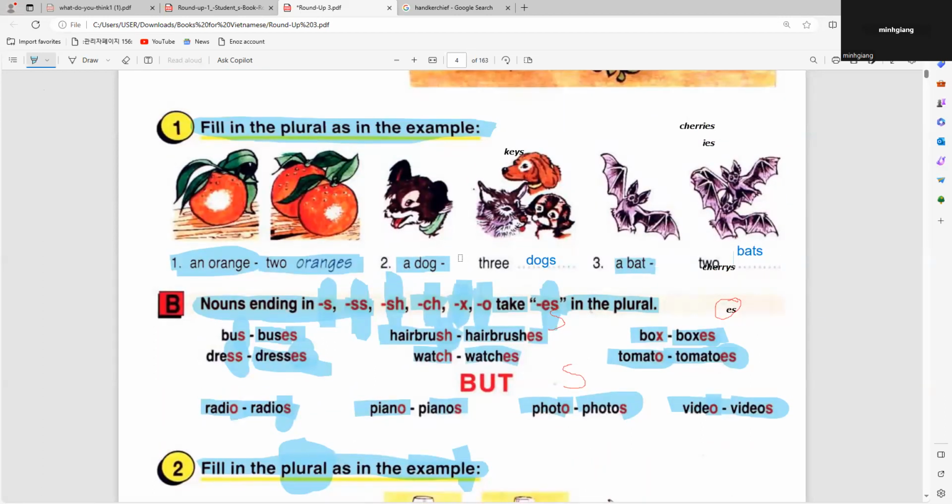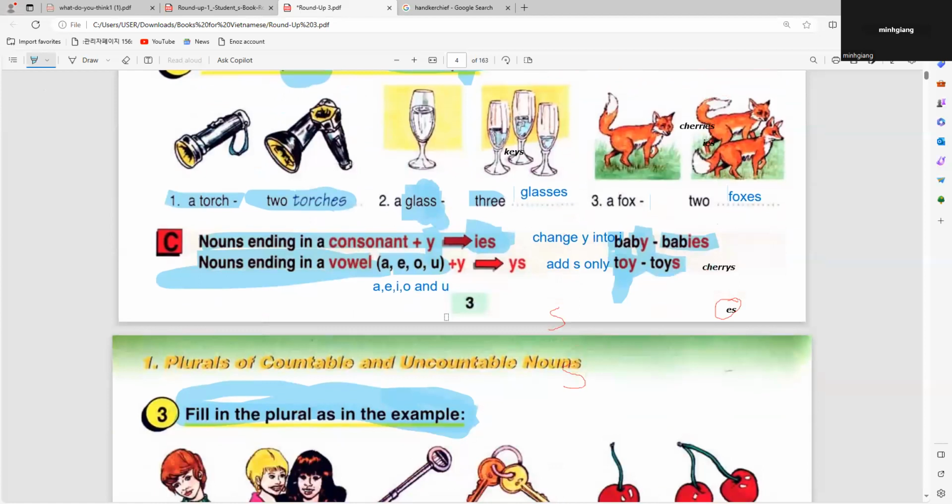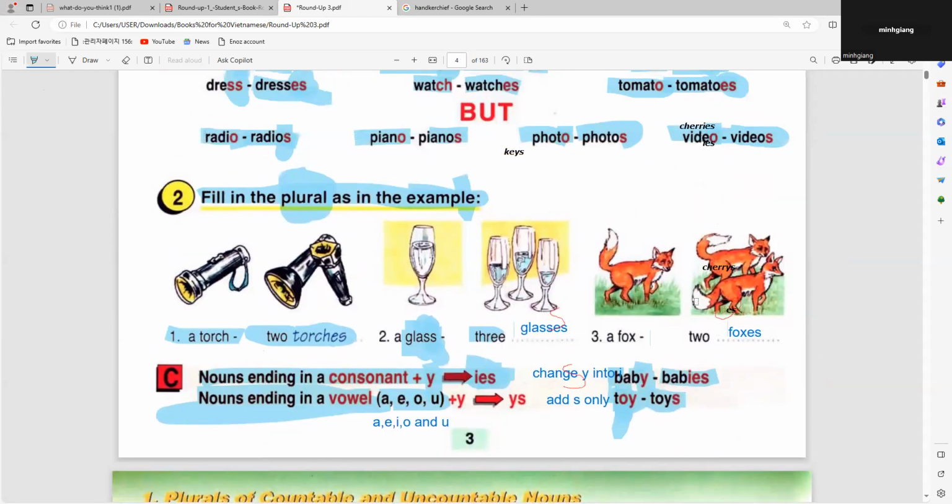A dog. If many dogs, you will add S only, okay? Dogs. Okay. Book, S. How about dress? What will you add if dress? E-S. That's good. How about baby? What will you do, baby? That is letter Y. It is change Y.